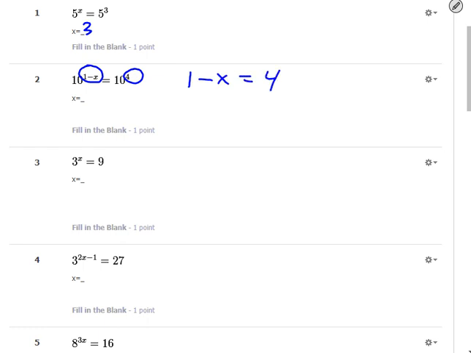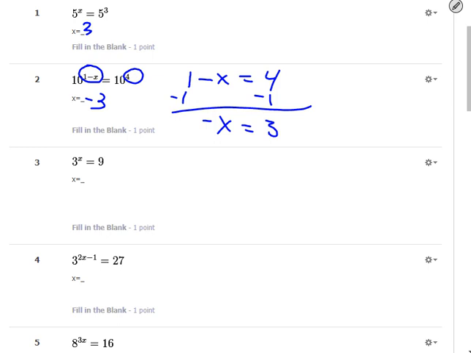This one isn't quite as simple as you would think. You don't just subtract 1. You subtract 1, and then you'll have negative x is equal to 3. So what does x have to be? Negative 3. All right. Moving on.